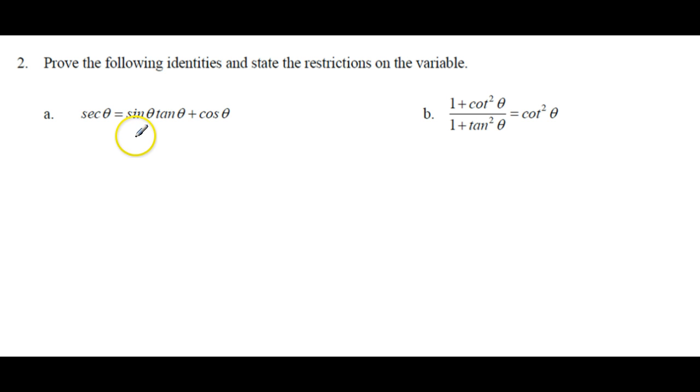Secant theta equals sine theta tan theta plus cos theta. So this side, there's not much you can do with this, right? I mean, it's secant, it's 1 over cos. So let's go to the right side. The restriction here is going to be that cos can't be 0, right? Sine over cos. So tangent's undefined at pi over 2 plus n pi. But right side, sine theta tan theta. So start with the right side, just rewrite it.